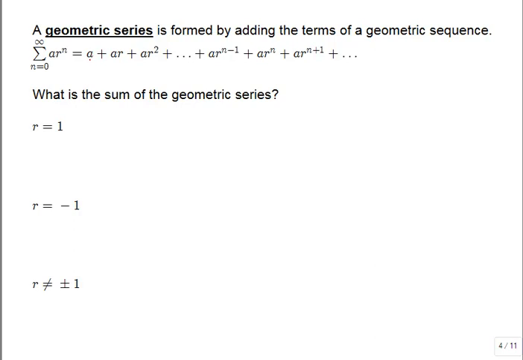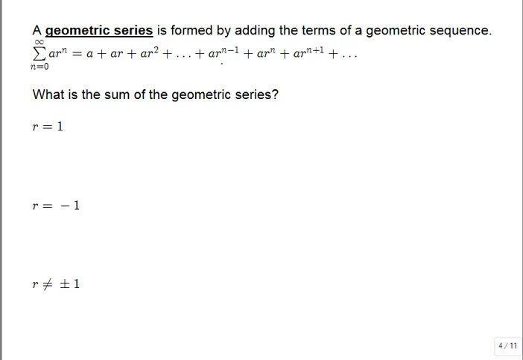So the first term would be a, the second term would be a times r. Then if you multiply that by r again, you'd get ar squared, and then ar cubed, ar to the fourth, and so on. So in general, your nth term looks like ar to the n. Now if that's your sequence, to make it a series, you would add up each of those terms. So the first term a plus the second term ar plus the third term ar squared, and so forth. So this is called a geometric series.